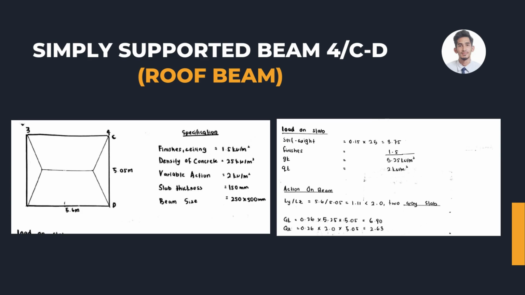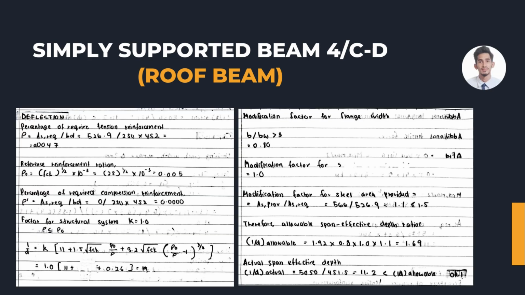Because this beam is a roof beam, the QK is 2, following the Eurocode table. Okay, we go to the deflection. First, we need to calculate the percentage of required tension reinforcement, this one 3. After that, we need to calculate the reference reinforcement ratio P naught. And the last is the percentage of required compression reinforcement P prime.